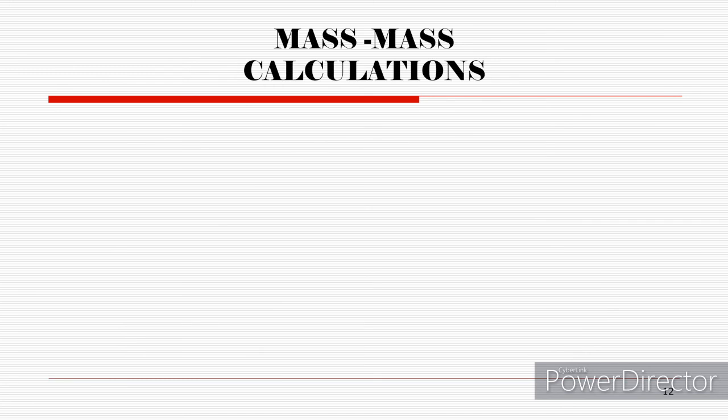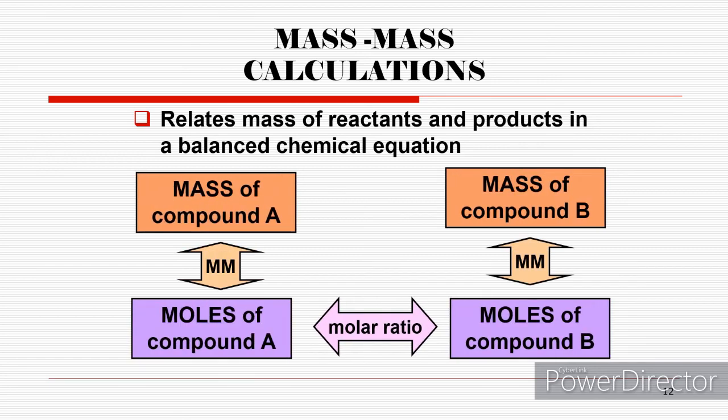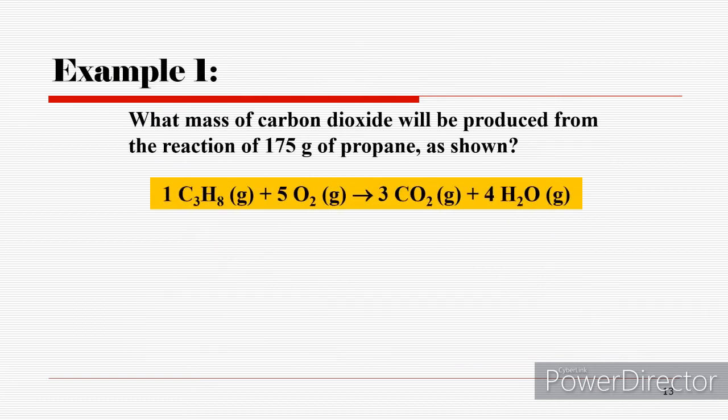Now let's have mass-to-mass calculations. It relates mass of reactants and products in a balanced chemical equation. Example: what mass of carbon dioxide will be produced from the reaction of 175 grams of propane, as shown?